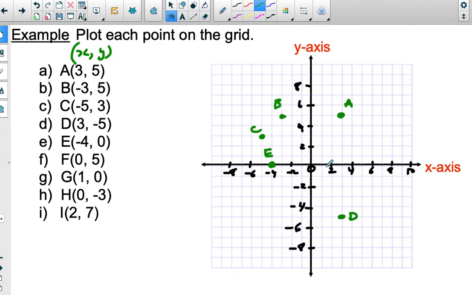F is at 0 on the x-axis, so we don't move left or right, but up to 5 on the y-axis. G is at 1 on the x-axis, 0 on the y-axis, so there's my G. H is at 0 on the x-axis, -3 on the y-axis. And I is at 2 on the x-axis and all the way up to 7. And so there we go. Hopefully you got some good results there.